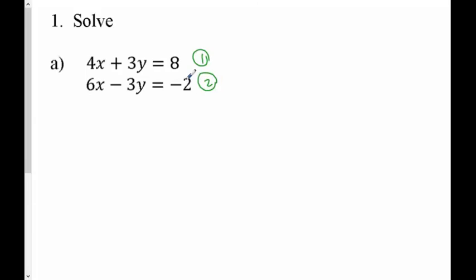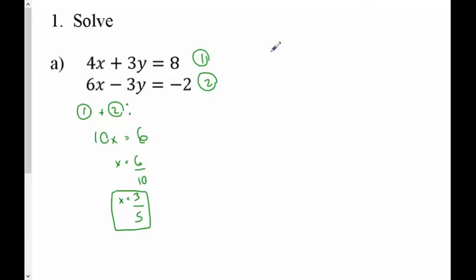Okay, in this question, I'm going to label the first equation equation 1 and the second equation equation 2. Since I have a positive 3y and a negative 3y, in order to eliminate y, I'm going to be adding. So I'm going to take equation 1 and add it to equation 2. Which will end up with 10x equals 6, right? 8 plus negative 2 will give us 6, which, if I rearrange, is 6 over 10, or reduced down to 3 over 5. So x is 3 over 5.